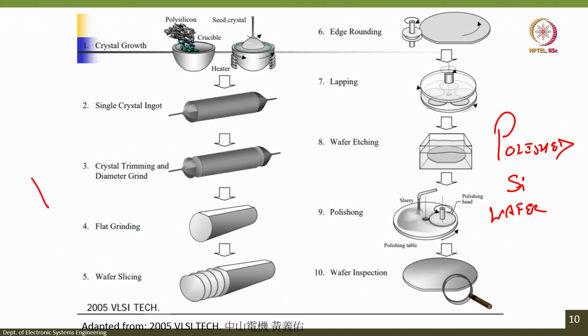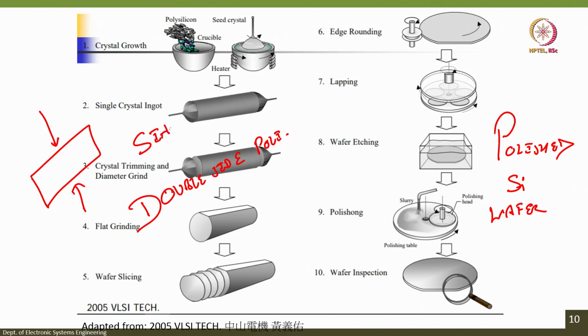So, let us say this is a cross section of silicon. If both the surfaces are polished, it is called a double side polished wafer. If only one side is polished, let us say only at the top, it is called a single side polished wafer. So, SSP and DSP: single side polished and double side polished silicon wafers.